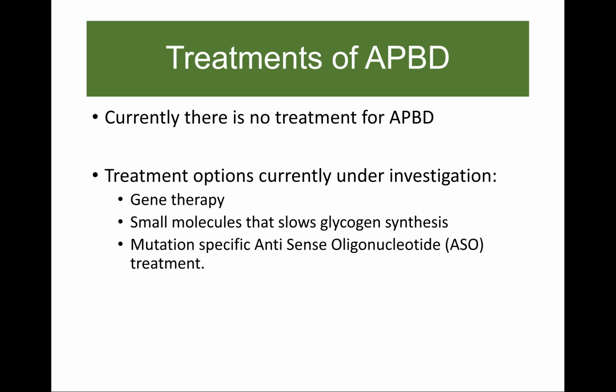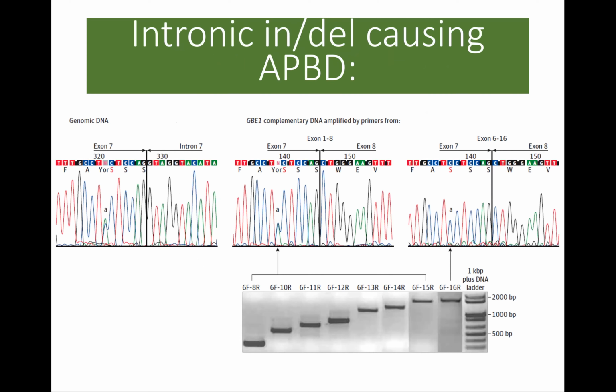Especially intronic mutations are theoretically very easy to access and can be modified, so we can treat this disease using antisense oligonucleotides. So briefly, this particular mutation that we have described occurs in intron 15. Introns used to be called junk DNA.